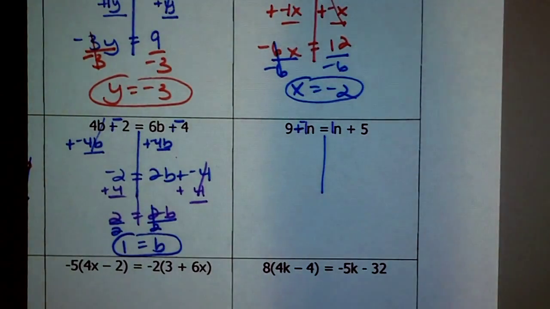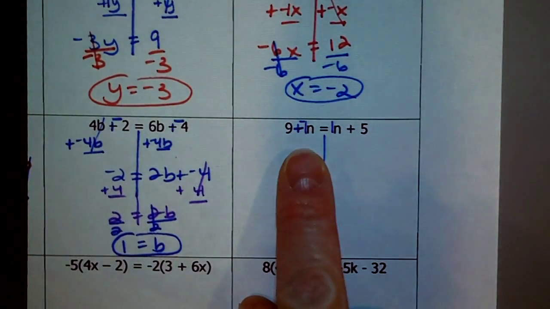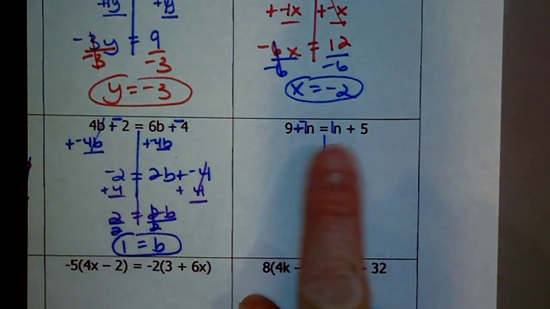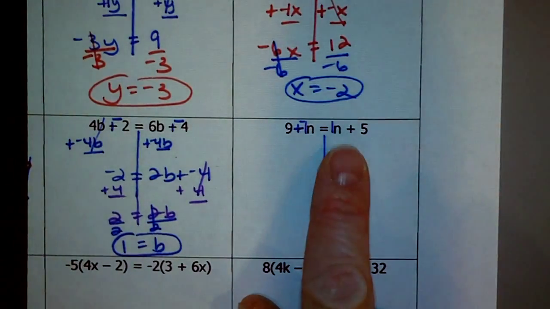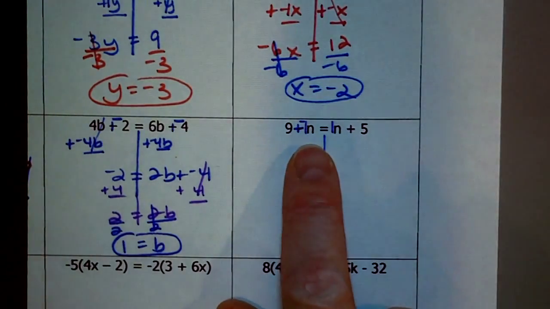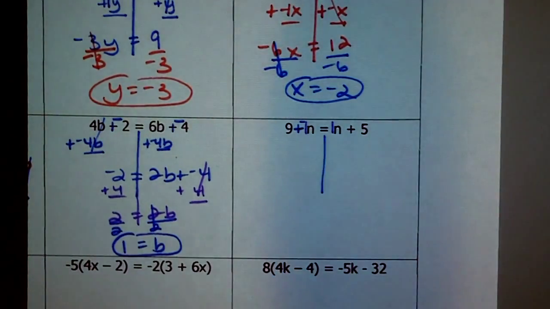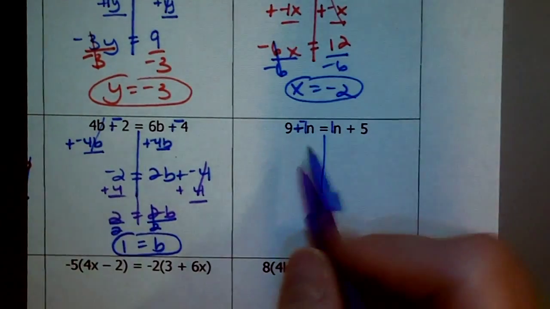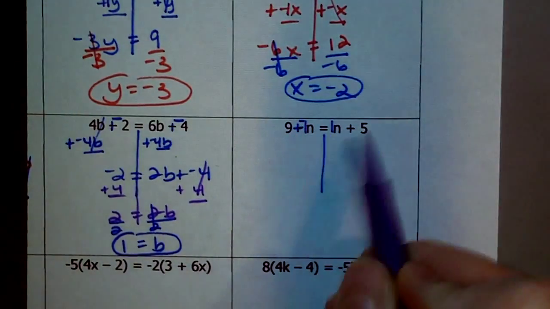Now keep in mind, here I'd need to add a positive 1n, right? So I'd be doing 1n plus 1n. To get rid of this, I'd have to add a negative 1n. So I'd end up with another negative 1n over here. It doesn't matter, but like I said, I like to have the positive ones. I like to be positive, you know? It's better that way. So I need all my variables on one side.